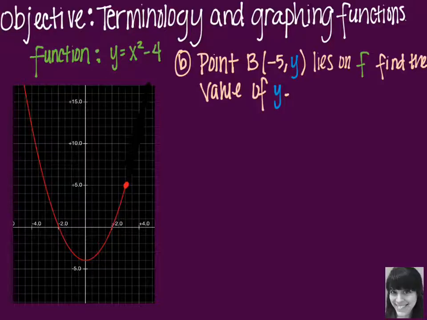Now, the next one. We have point B is (-5, y), and it lies on f. Find the value of y. It says it lies on f. This just means the function, so y equals x squared minus 4, okay? Now, it says that this is a point on the graph. It should be over here somewhere because negative 5 is here. So all we're going to do is plug in negative 5 and get out the value y.